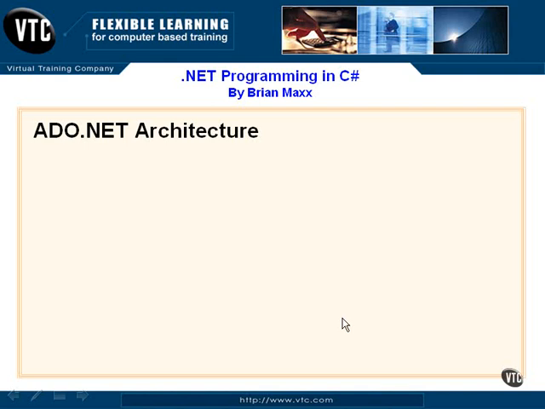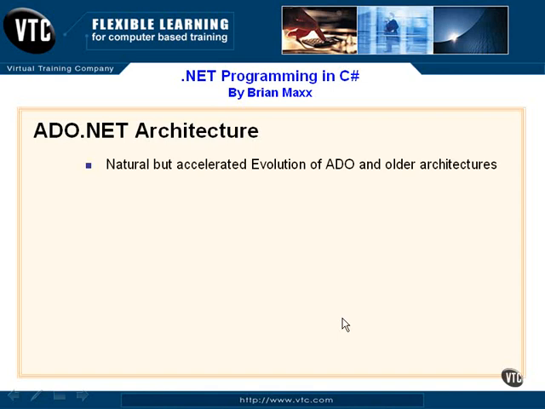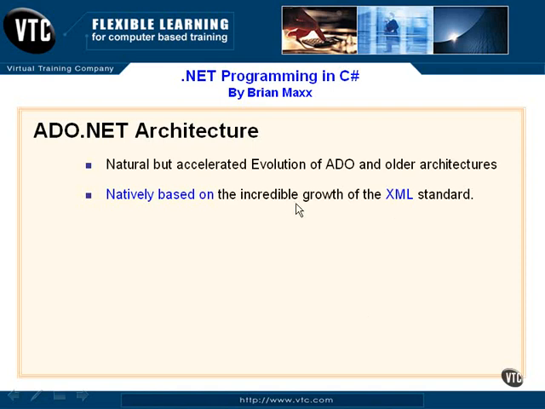ADO.NET Architecture. This is a natural but accelerated evolution of ADO, the older technology, and older architectures before that. ADO just didn't fit what we needed to do with the disconnected way we need to work and the distributed nature, like when we're dealing with the web. So ADO.NET is going to be natively based on XML and the incredible growth of the XML standard. We can work very easily with XML, with our data, in ADO.NET.